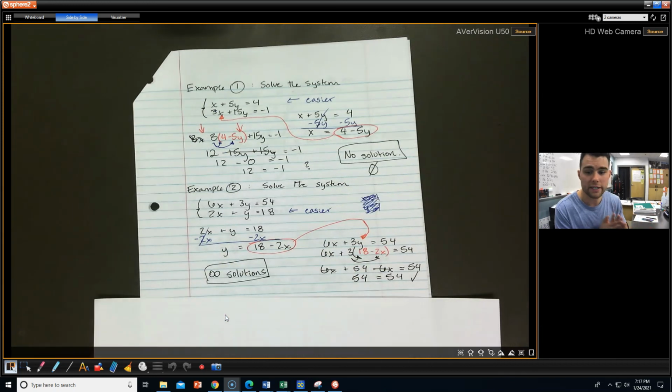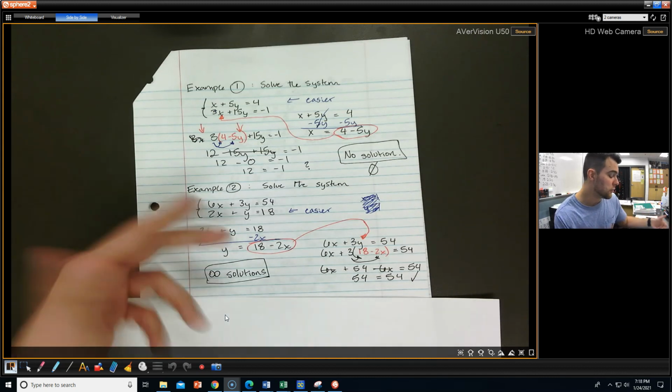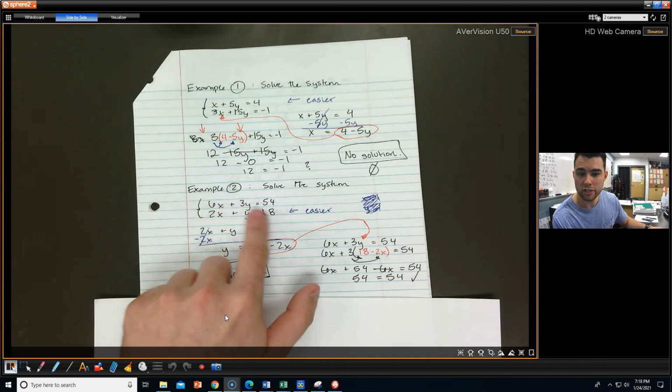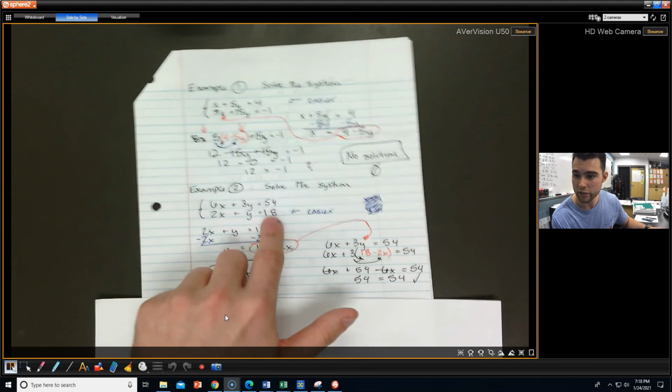Okay, something like this, then you're going to have infinite solutions. That means, well, whatever you end up solving for x and y in this equation, it'll work with this equation as well.